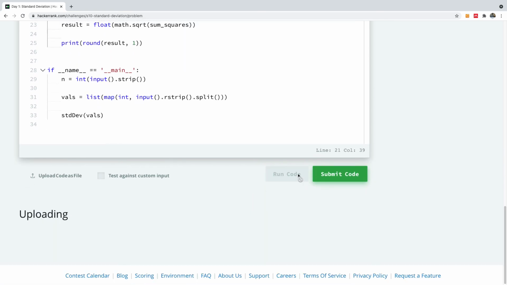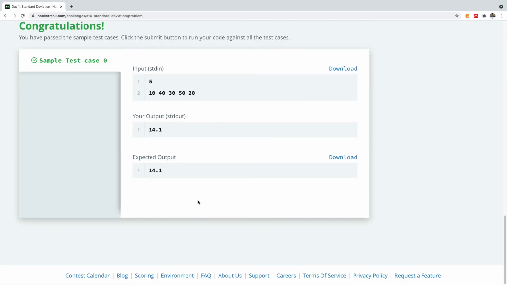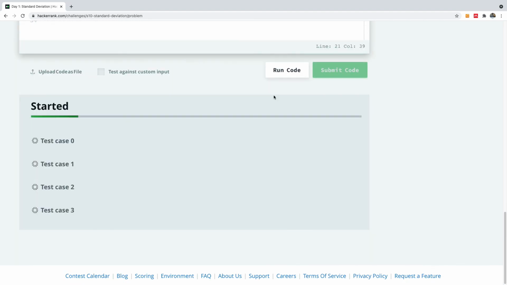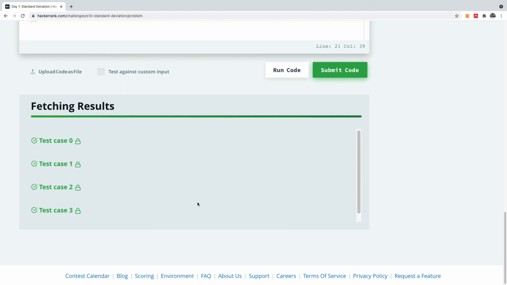So I'm going to run this code again, and you see it passes the test case. I'm going to submit, and let's see what we have. And you can see it also passes all the test cases right here.